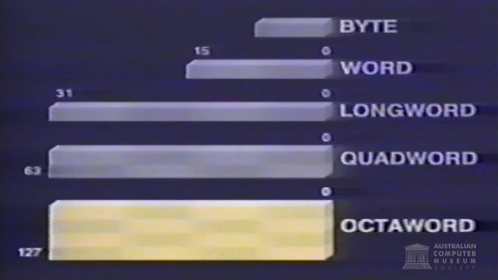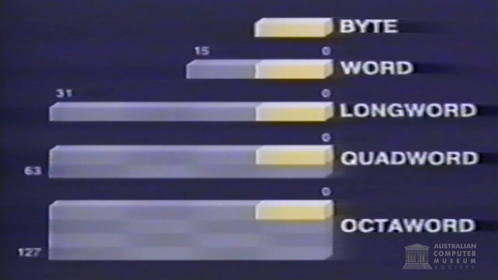The octaword is the largest unit defined in the VAX architecture. It consists of 16 bytes and is used only with certain data types and operations. Each of these information units is located in memory by the address of its first byte. These 5 units form the basis of a variety of data types.